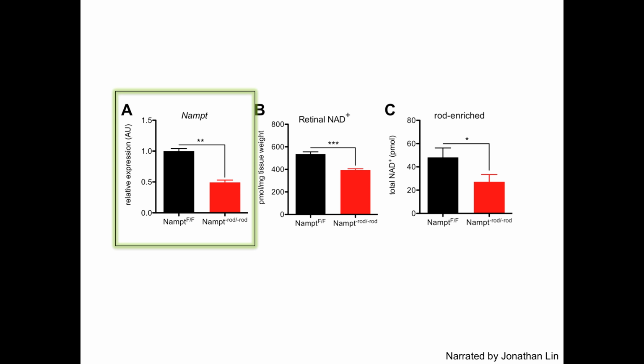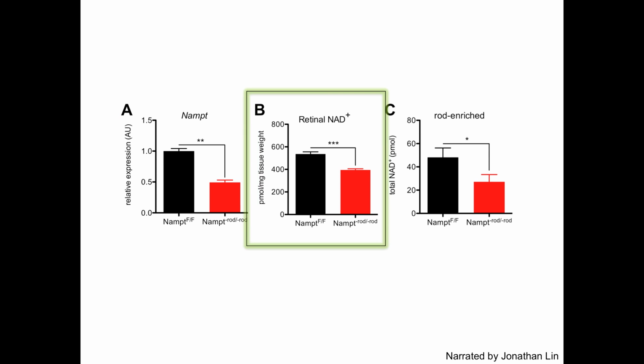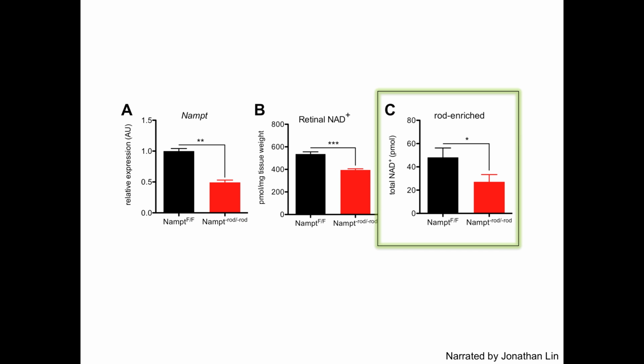We next measured the retinal NAD levels of these mice. As you can see in Figure 1b, we found that retinas from rod-specific NAMPT conditional knockouts had a significant reduction in retinal NAD levels. We also measured the NAD levels of retinal isolates that had been enriched for rods. As shown in Figure 1c, enriching for rods increased the magnitude of the NAD deficiency in rod-specific NAMPT conditional knockouts. These findings suggest that the NAD deficiency we observed is predominantly specific to the rods.